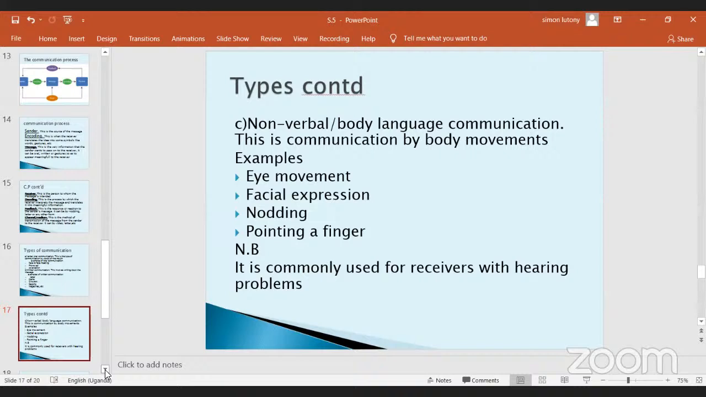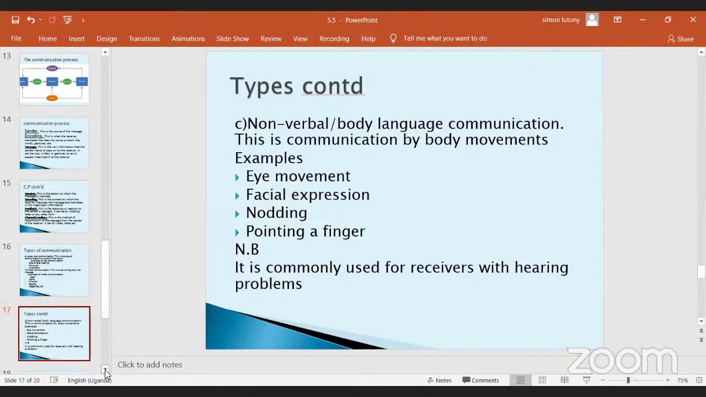Some people point fingers as a sign of warning. They are warning you about something. So if it has been bad, automatically you stop it. But this person has not said a word, and you're already reacting. You are giving a reply. If he points at you, it's an indication that he does not like what you are doing. Then you respond by stopping what you've been doing. So that is what we refer to as non-verbal communication, or body language communication. And we say that this one is commonly used for people or receivers with hearing problems.